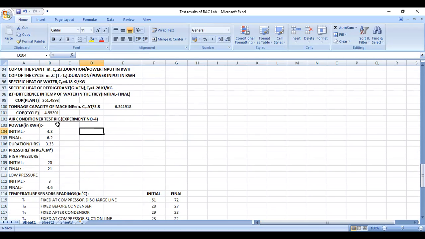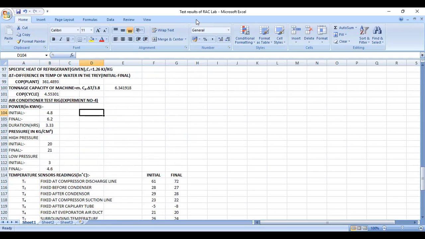On the air conditioning test rig, the power was initially 4.8, final was 6.2, and the duration is 3.33 hours. The pressure, high pressure is 20 and 21, 21 and 21 kg per cm square. Initially, the low was 34.6.